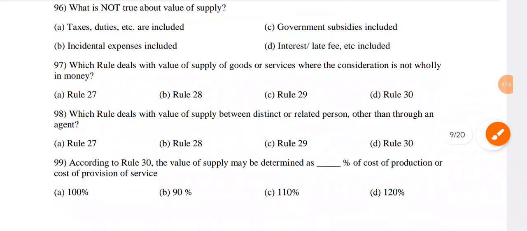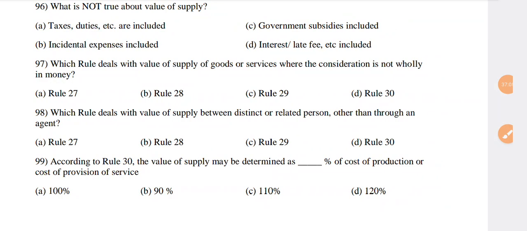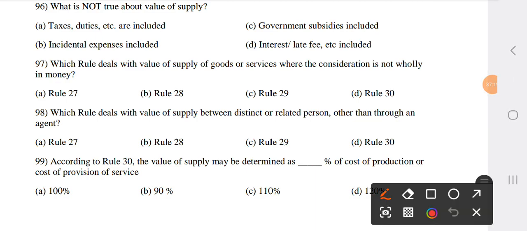Next question, which rule deals with the value of supply of goods or services where the consideration is not wholly in money? Option A, rule 27, B, rule 28, C, rule 29, and D, rule 30. The correct option is A, rule 27.